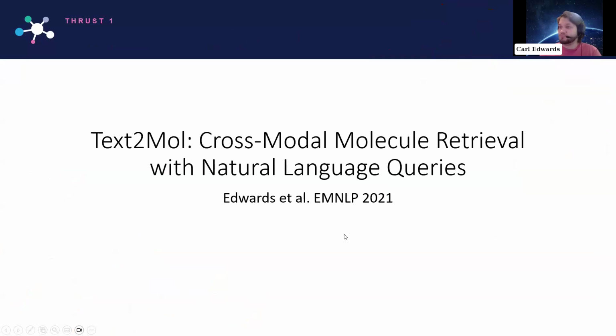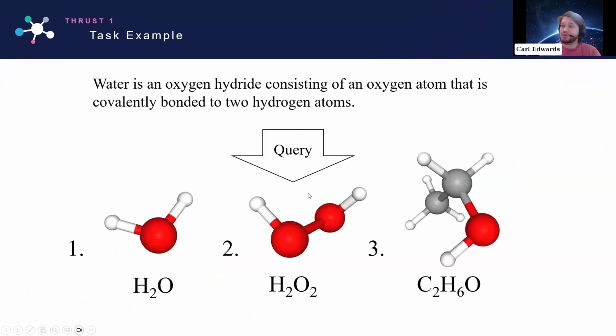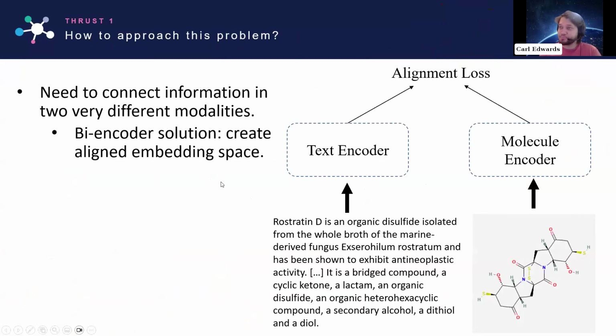For this, I'm going to generally use my paper Text2Mol as the framework, and then I'll talk a little bit about other applications that this type of model has been used for. In this paper, we looked at molecule retrieval. The idea is, if I have a description of a molecule, I want to be able to retrieve that molecule from a database. This seems tricky, right? Because we need to connect information in very different modalities.